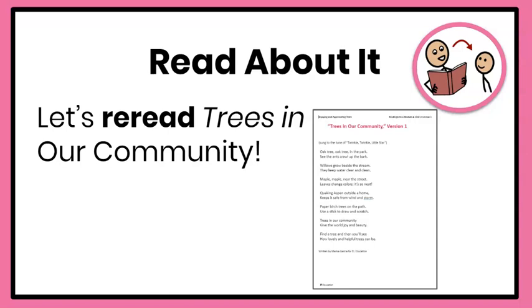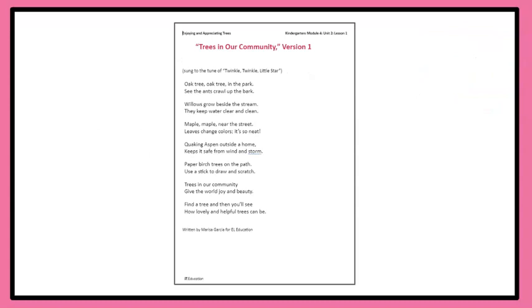Now, let's reread the poem, Trees in Our Community. Trees in Our Community, to the tune of Twinkle, Twinkle, Little Star. Oak tree in the park, see the ants crawl up the bark. Willows grow beside the stream, they keep water clear and clean. Maple, maple near the street, leaves change colors, it's so neat.